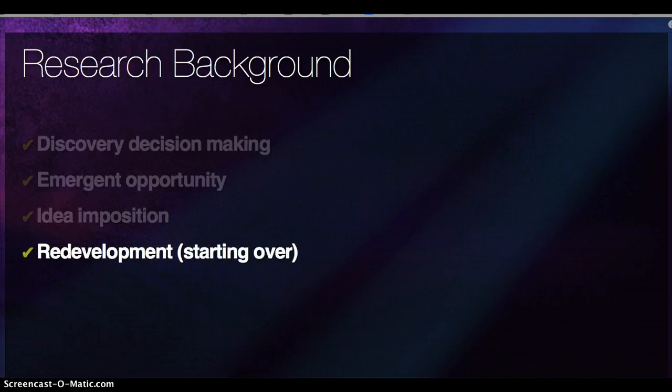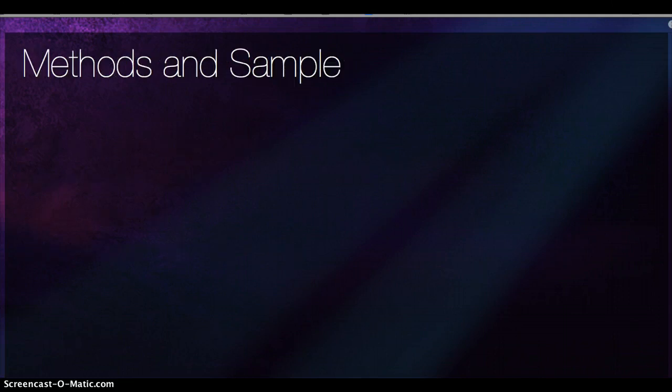And the redevelopment process, and this is where you start out in the discovery process or in the idea imposition. You get partway through, halfway through, and then you find out it's not working, so you start the whole decision-making process over again. To look into these types of decision-making processes, he's collected business decisions.